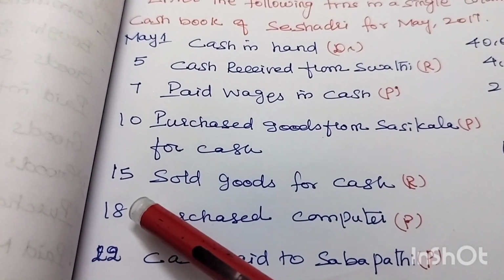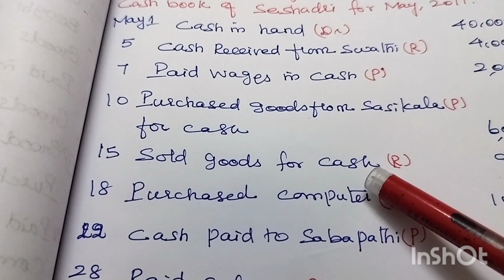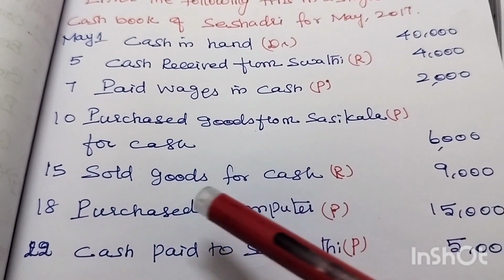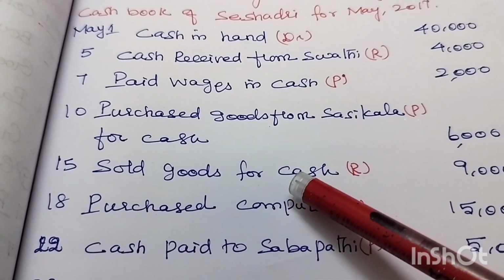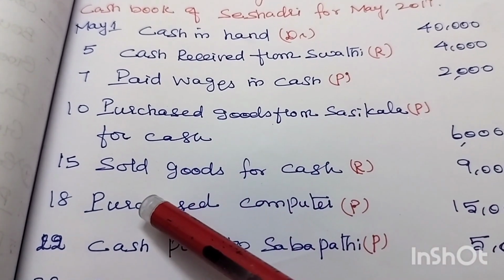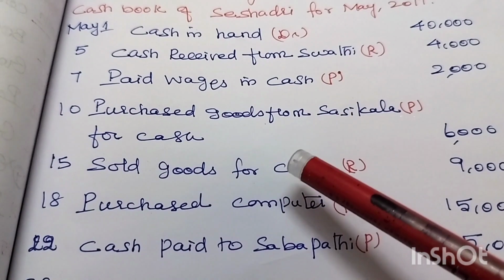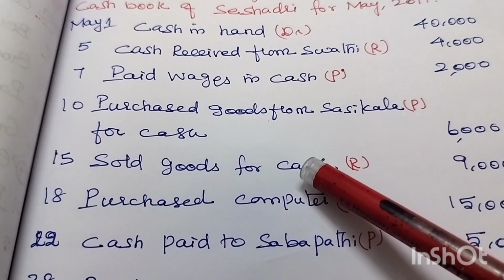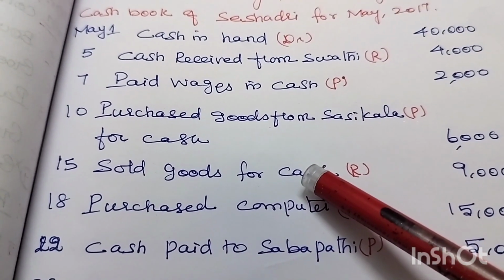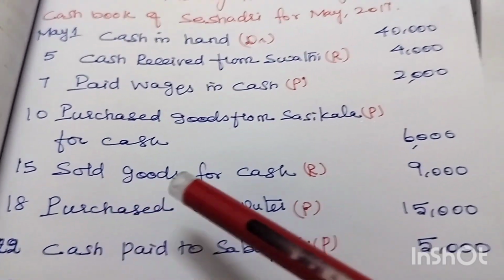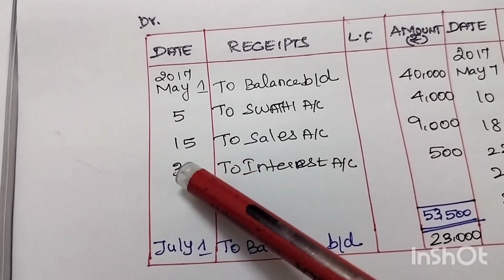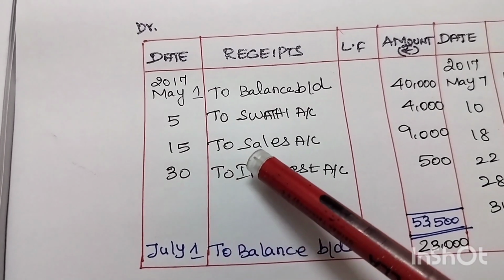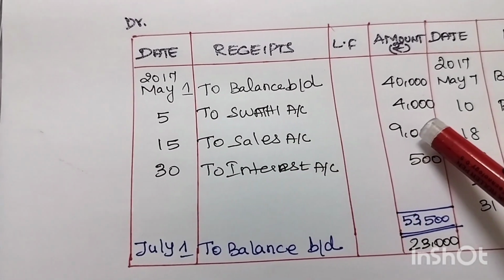On May 15, sold goods for cash 9,000 rupees. Sold goods for cash, what is the journal entry? Cash account debit to sales account, right? So where is cash account? Cash account is on debit side. What is the opposite account from the cash account? Sales account. So you go to debit side under the cash account, dated on May 15, the opposite account is to sales account 9,000 rupees.